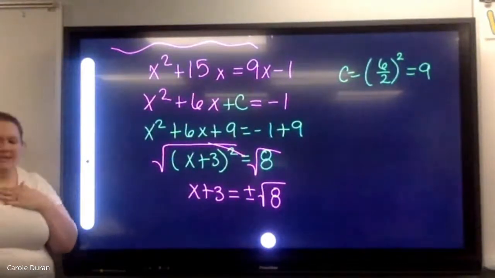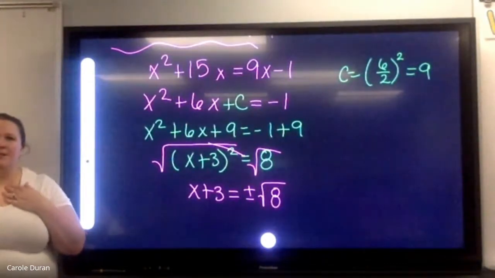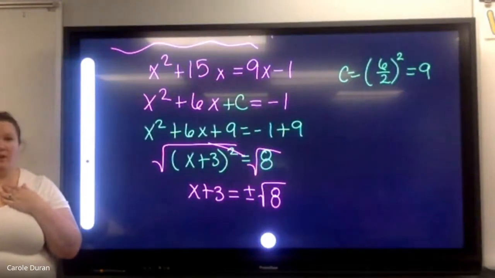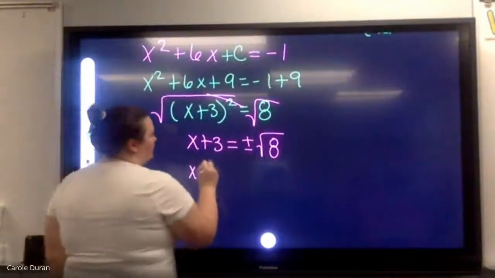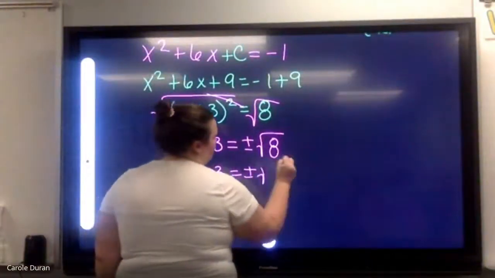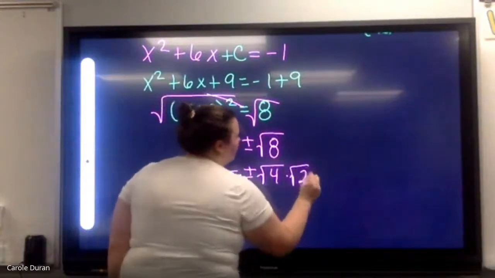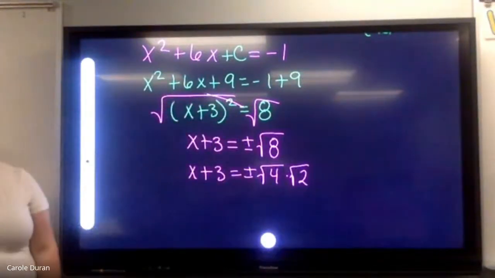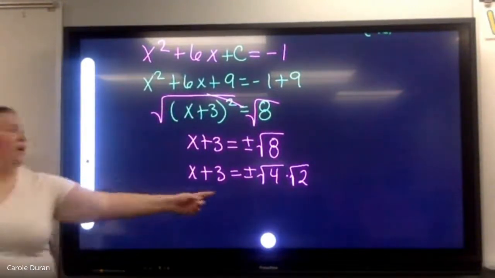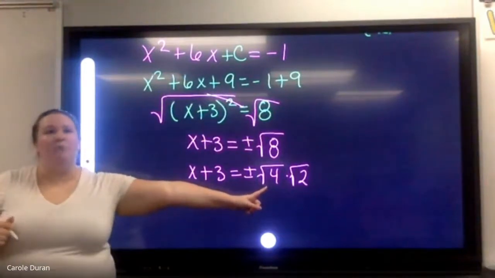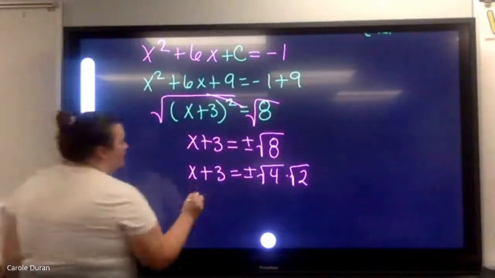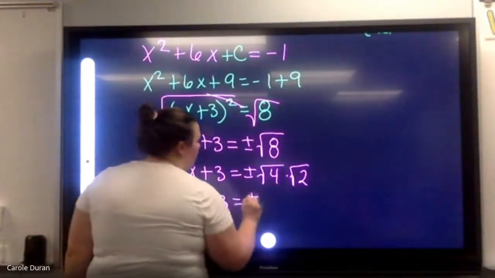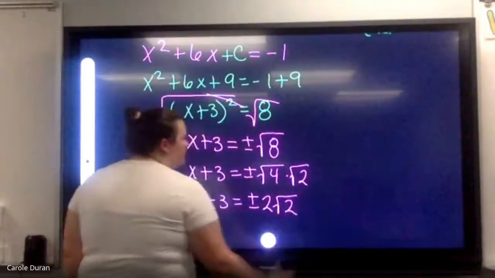What perfect square can I take out of 8? 4, right? So 8 becomes the square root of 4 times the square root of 2. I split 8 up into 4 times 2 and separated them into their individual square roots because I know the square root of 4 is going to come out to be a whole number. What whole number? 2. So now I have x plus 3 equals positive negative 2 times the square root of 2.